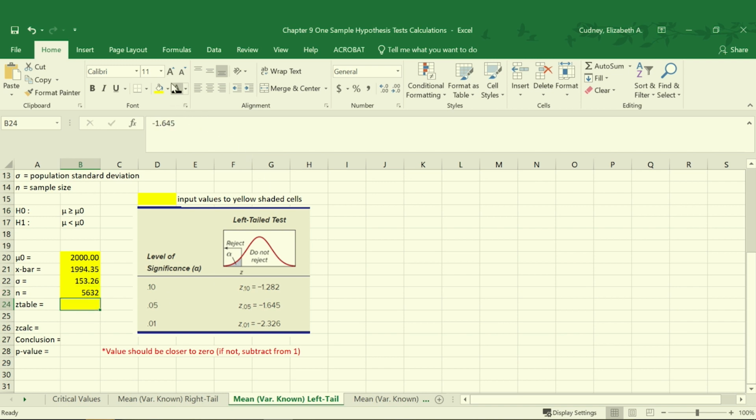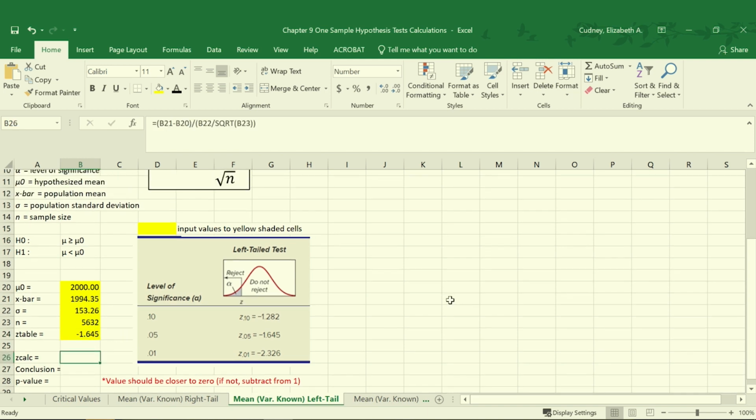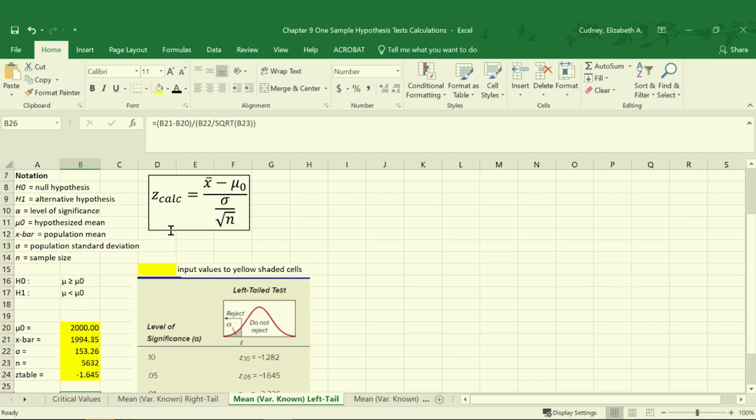Our z table will be based on our level of significance. In this case, we're doing a left-tailed test, and our value was 0.05, so our z value is negative 1.645. For our z calculation, we're using our calculation for the z value, which is x bar minus mu naught, divided by our standard deviation, which is divided by the square root of our sample size.